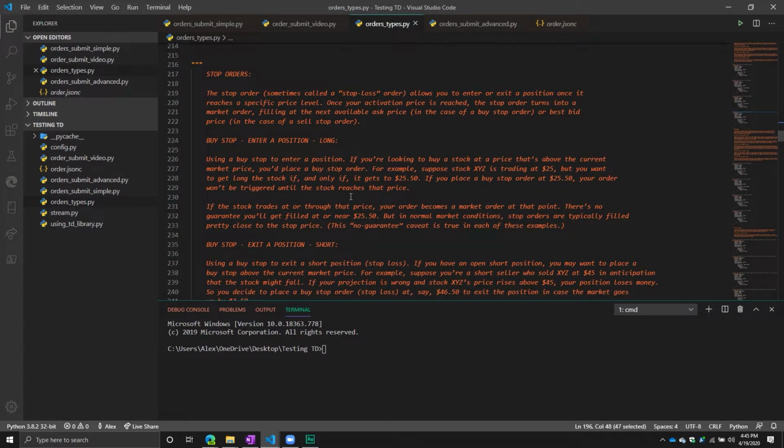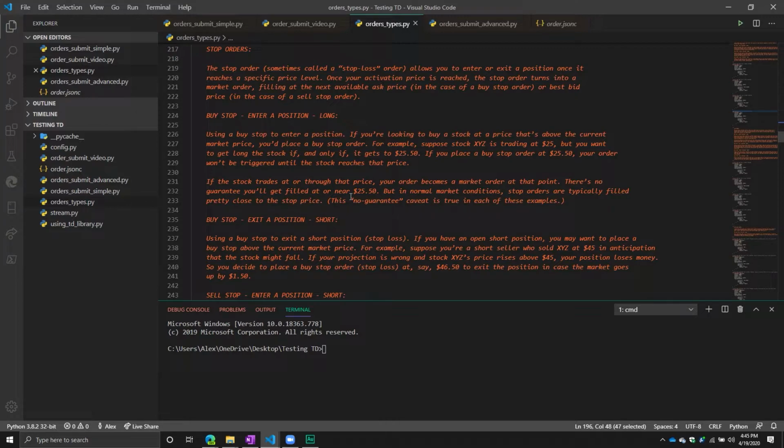Okay, so let's move on to the next one, stop orders. With a stop order, these can be used, in a sense, to protect against certain losses. The stop order, sometimes called a stop loss order, allows you to enter or exit a position once it reaches a specific price level. Once your activation price is reached, the stop order turns into a market order, filling in at the next available ask price in the case of a buy stop order, or best bid price in the case of a sell stop order.